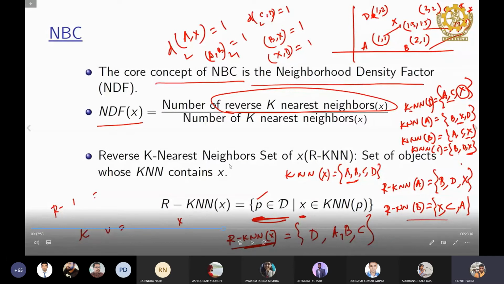Because see, what is the distance from F to X? 5.5 plus 5.5, so that is also 11. F to B is also 11. And F to D, 6 plus 5, 11. Okay, then D also should be included. But A should not be included, right? That is 6 plus 6, which is 12. So A won't be included.